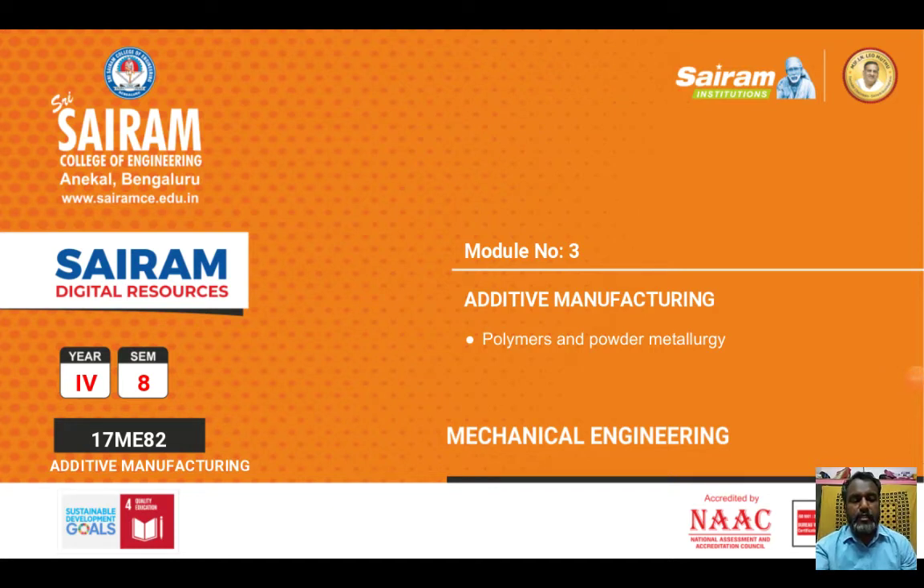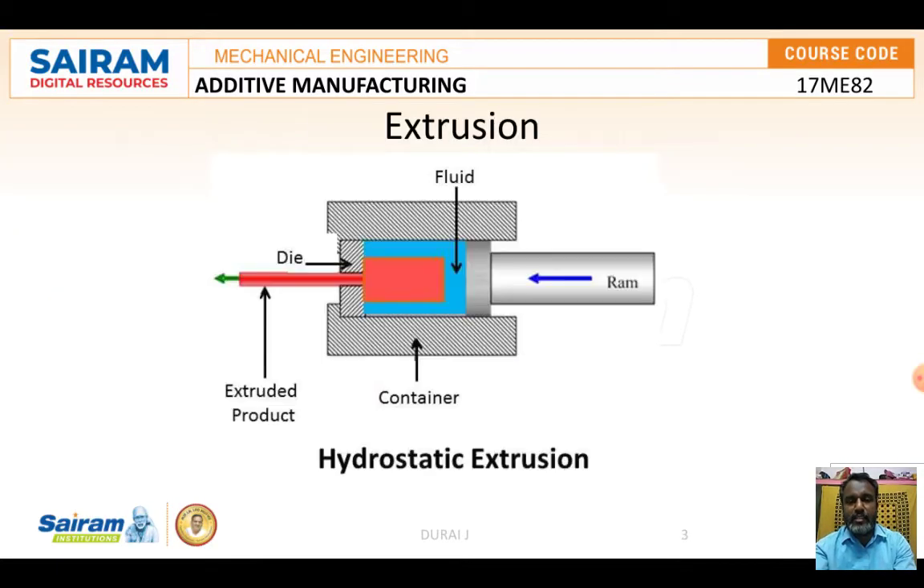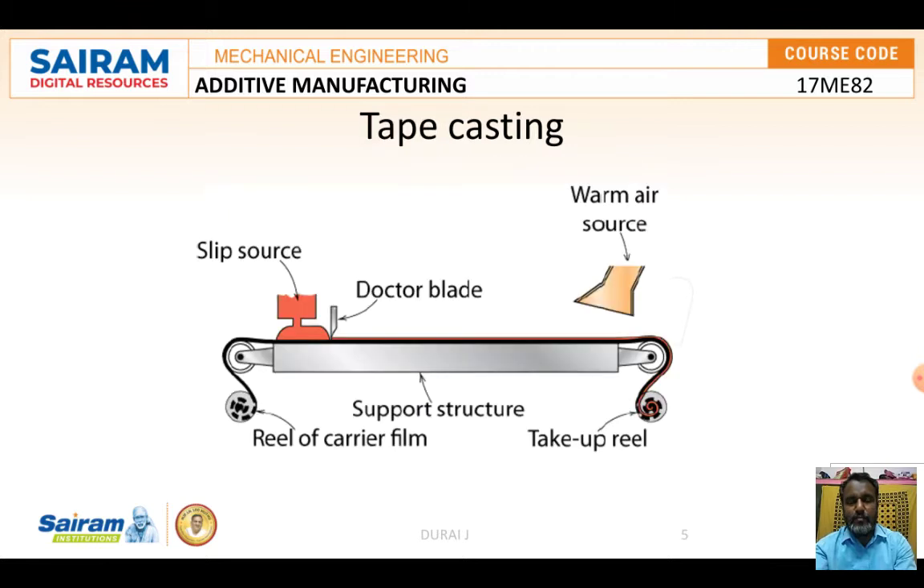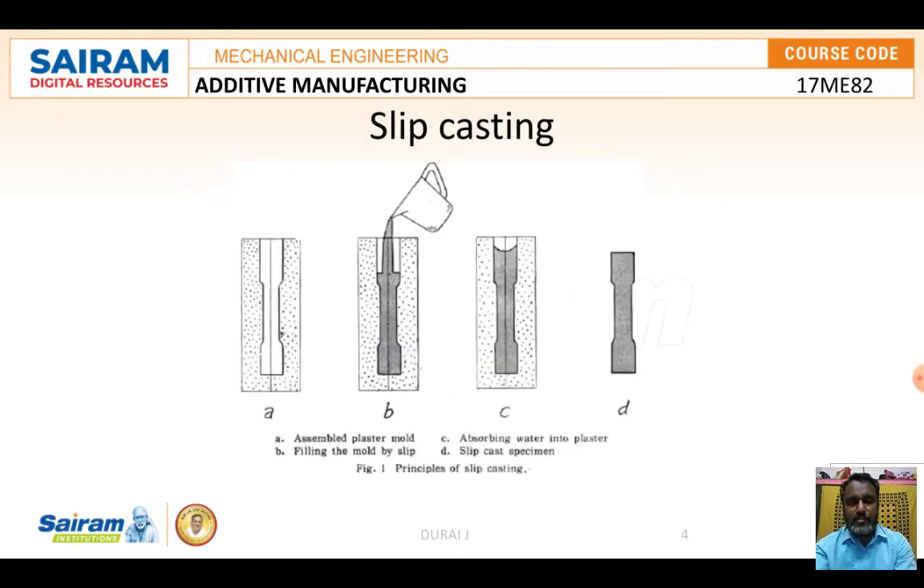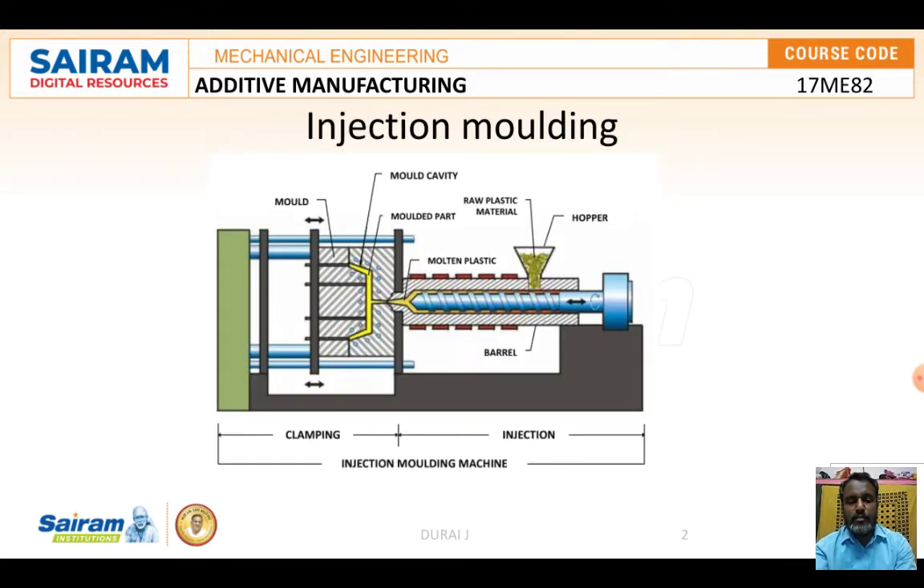Good evening everyone. In this video we are going to discuss other compacting types like injection molding, extrusion, as well as slip casting and tape casting. So these are all the things we are going to discuss in this video. First we are going to discuss the injection molding one.